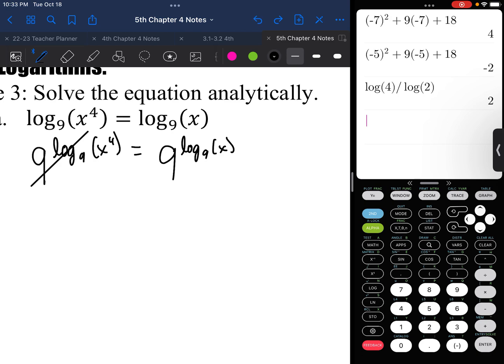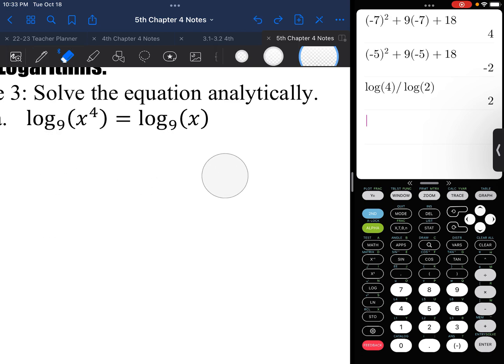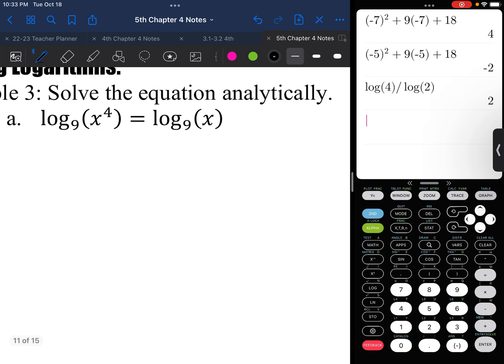Hold on. I lied, you can't do that yet. You have to do one thing first. You gotta take this guy out. So this is actually 4 log base 9 of just x now, is equal to log base 9 of x. Whew!